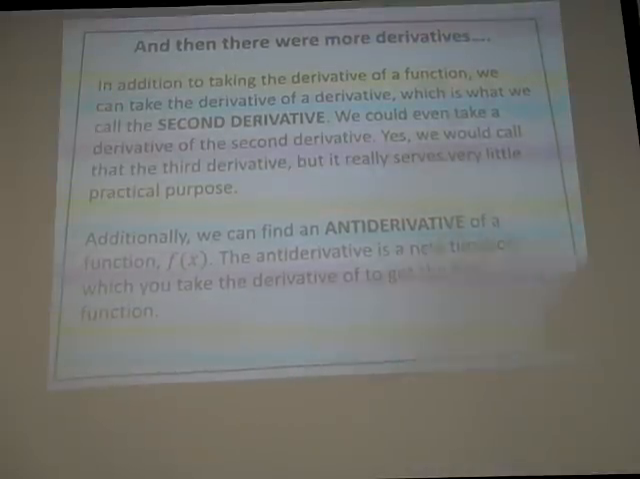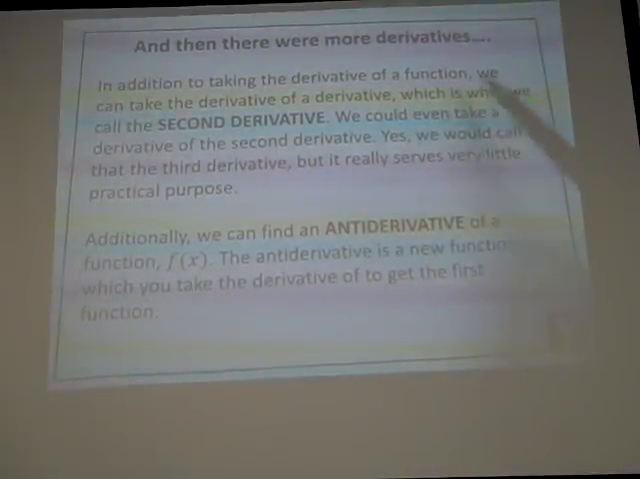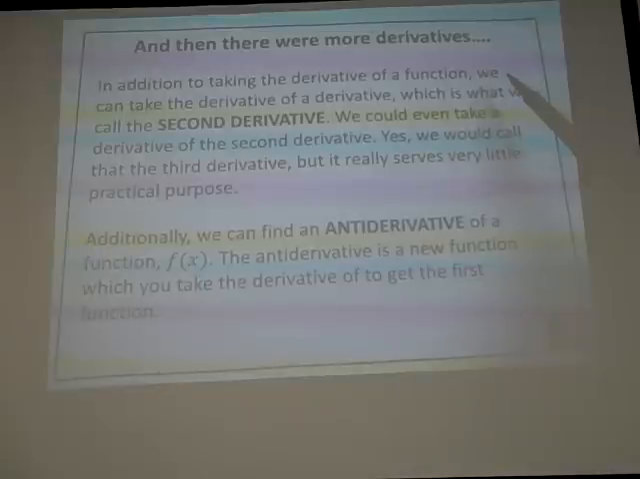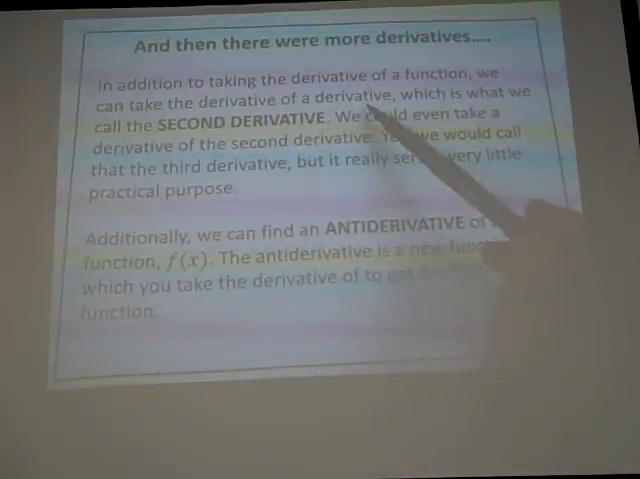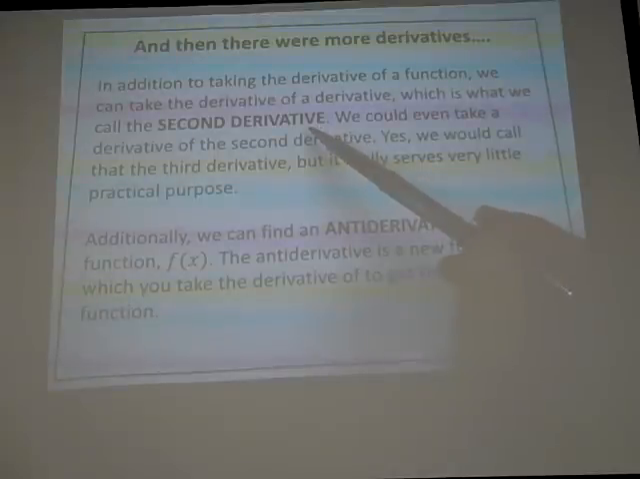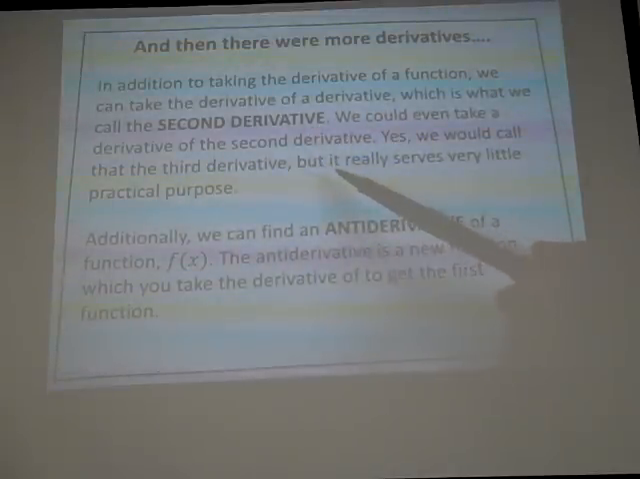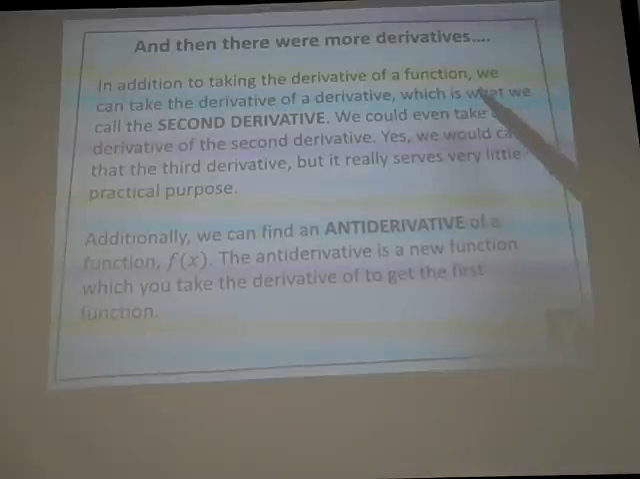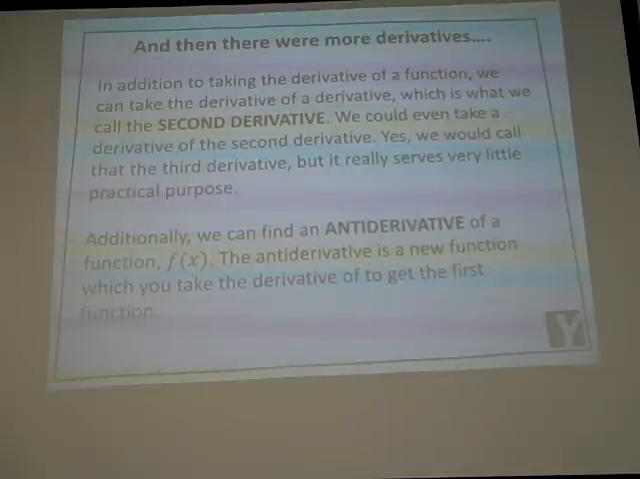So, in addition to taking the derivative of a function, like we just did, we can take the derivative of a derivative, which is what we're going to call the second derivative. We would even take a derivative of the second derivative, and we would call that the third derivative, but we're not going to spend a lot of time on the third derivative. It doesn't give us information about the graph that we're interested in. We could even go backwards, and we could find the antiderivative.